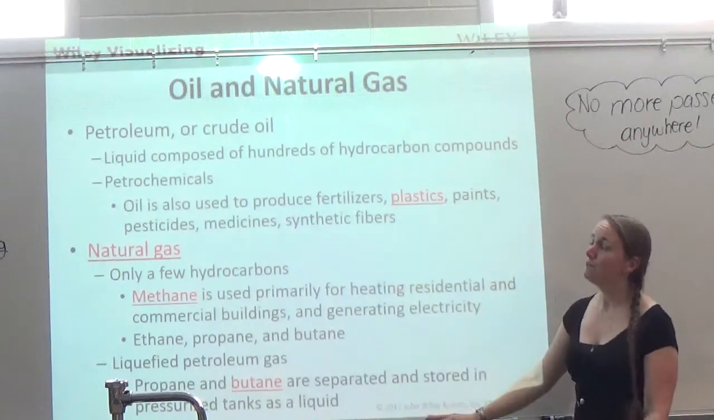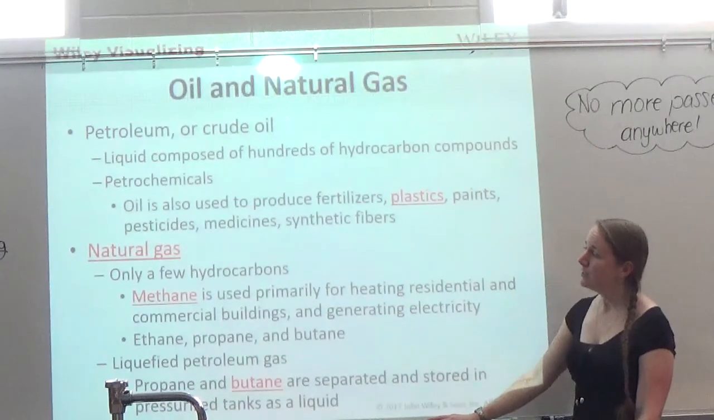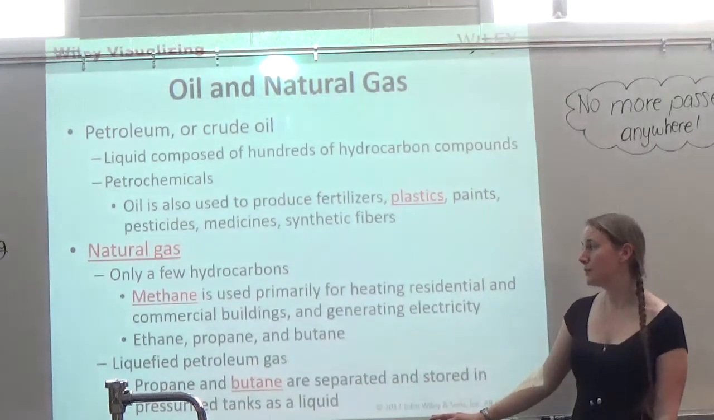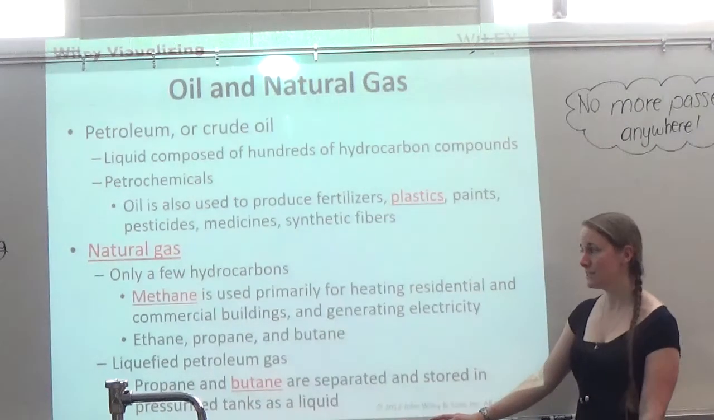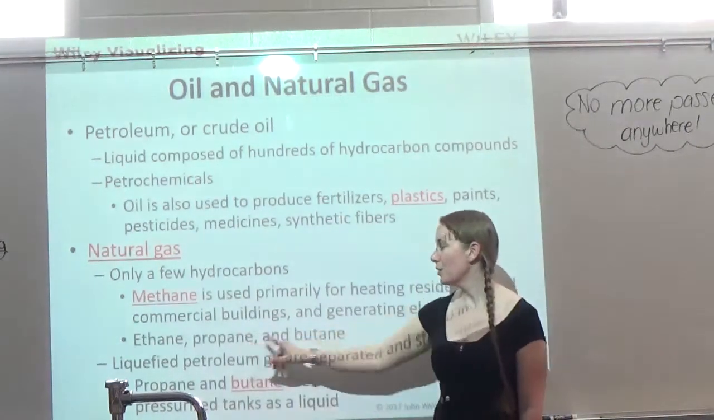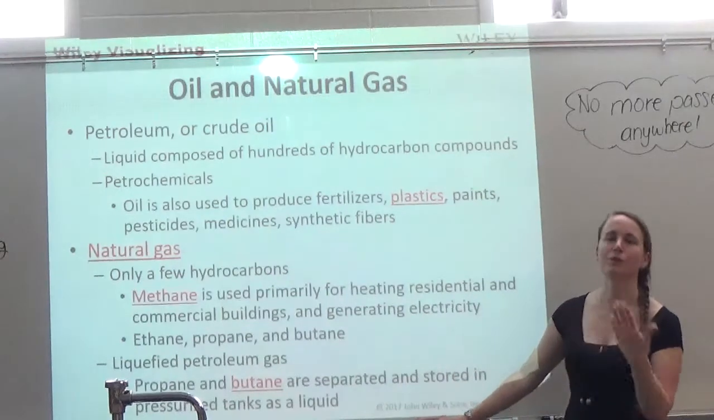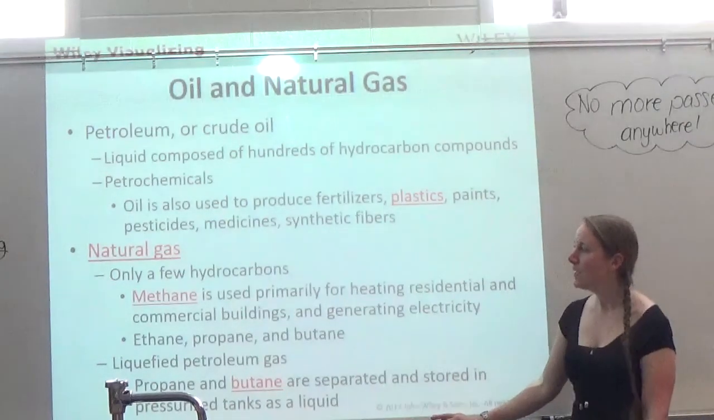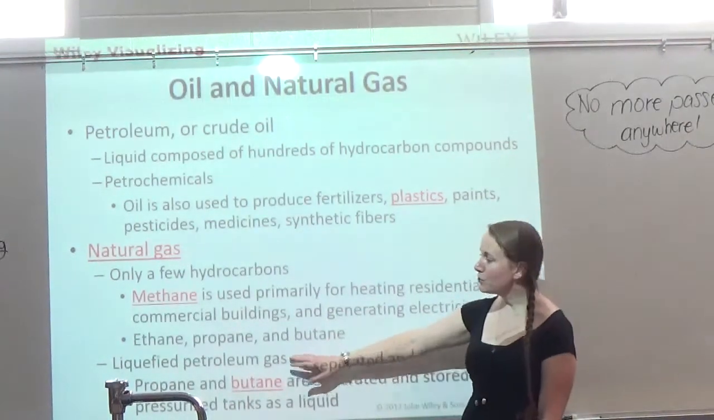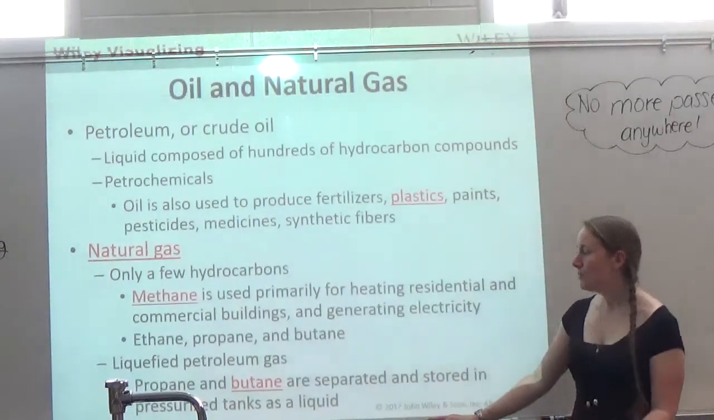All right, and then natural gas. It only has a few hydrocarbons, and so one of them is methane. It's used primarily for heating residential and commercial buildings and generating electricity. But we also use ethane, propane, and butane. Like you might have bought a butane lighter before or something like that. Liquefied petroleum gas would be like propane and butane.